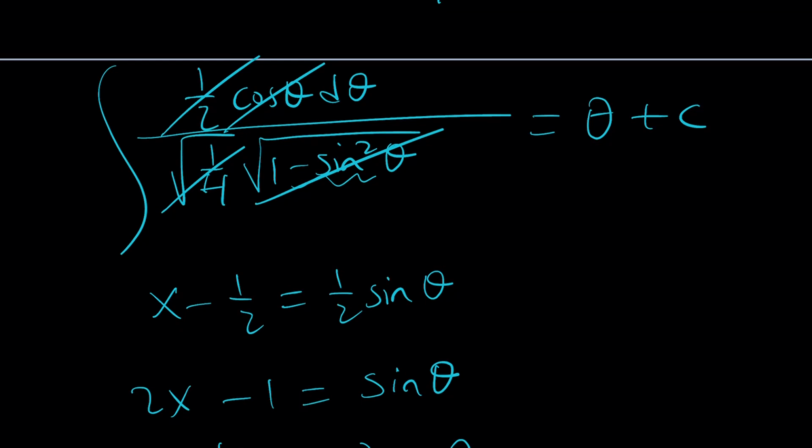Well, wait a minute. What happened to the square root, right? Well, you can kind of find out what happens with something like this. Okay, so theta is going to be, from here, sine inverse of 2x minus 1 plus a constant.